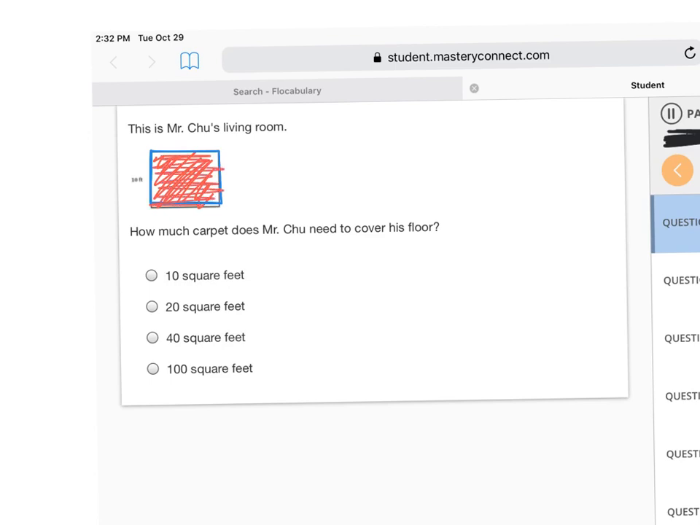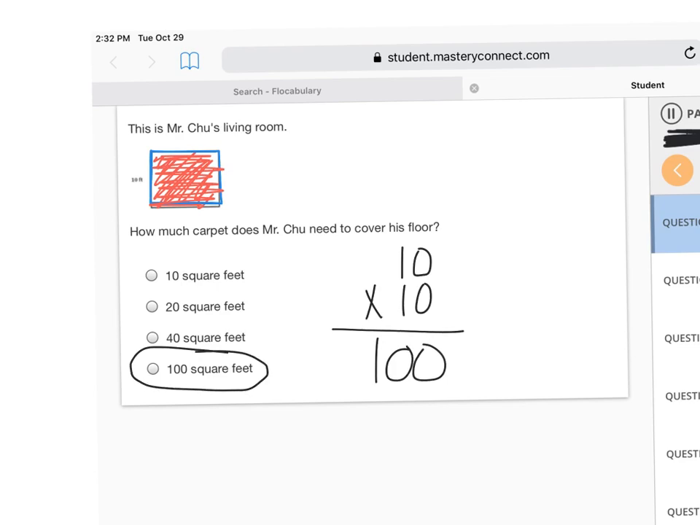When we find area, we multiply the two sides. So if this is a square and one side is 10, that means the other sides are also 10. So 10 times 10 is 100. And then anytime you do area, you do square feet.